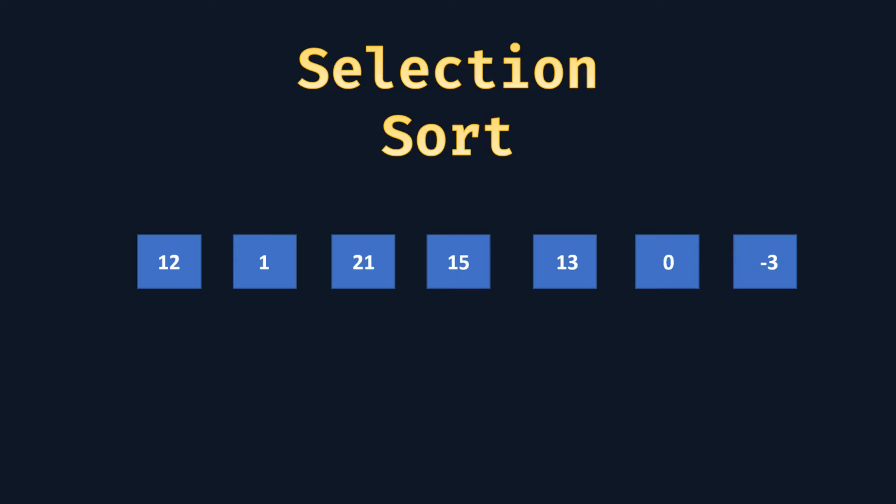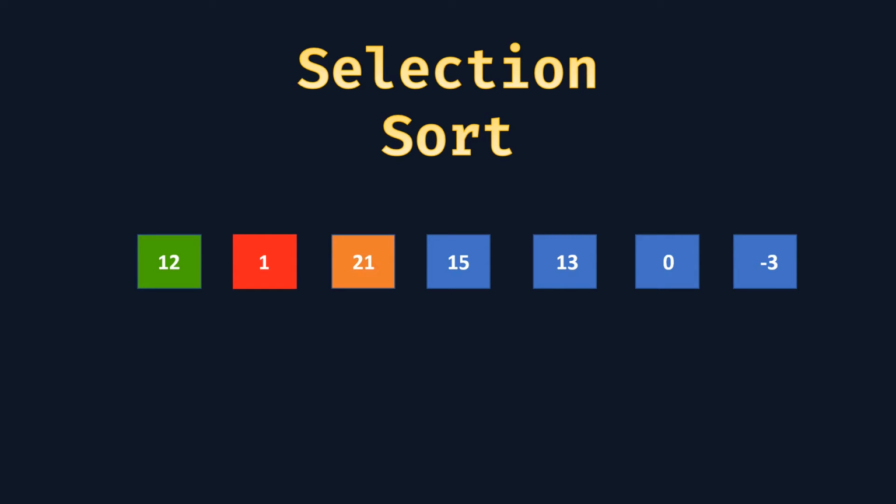Firstly, we need to find the minimum element by traversing the whole array and swapping that element with the current element, according to the number of the iteration. Let's see, the first element is 12, and now we are comparing it with 1. Yes, 1 is smaller than it. Then we will update the minimum as 1, and we will denote it by red color.